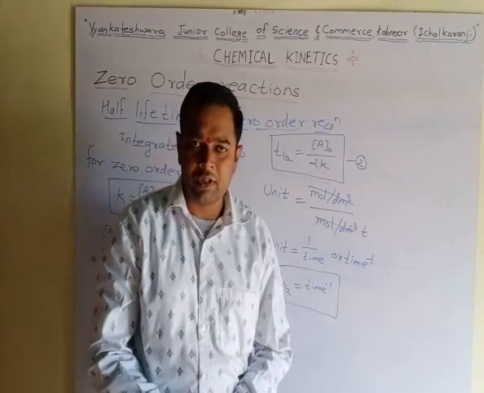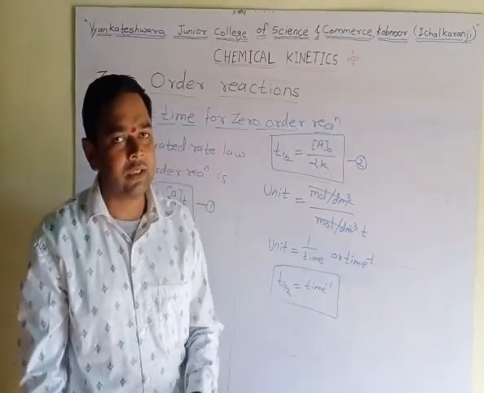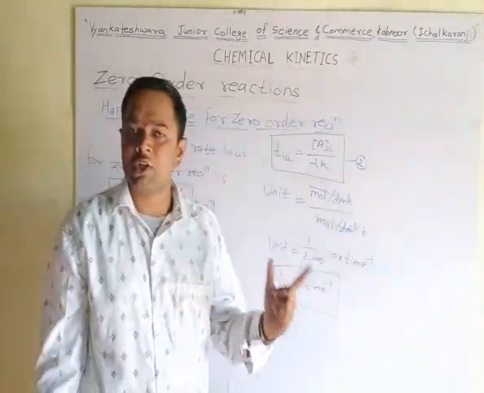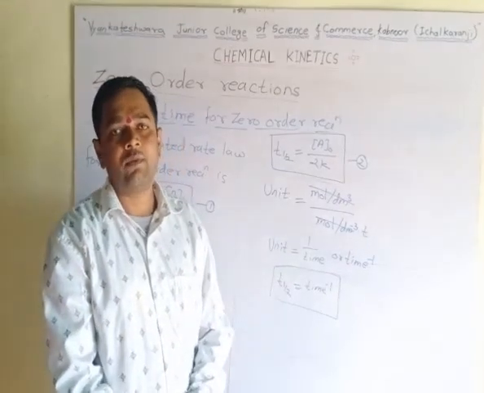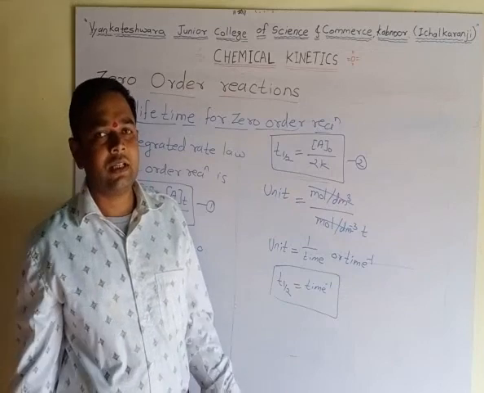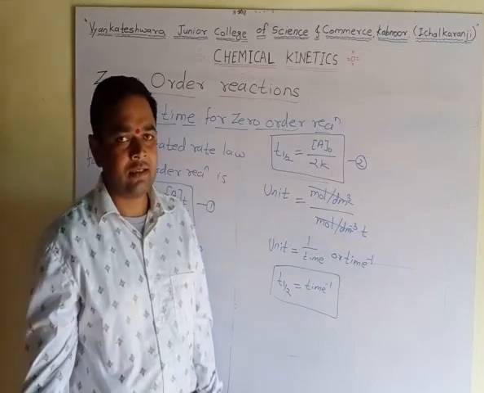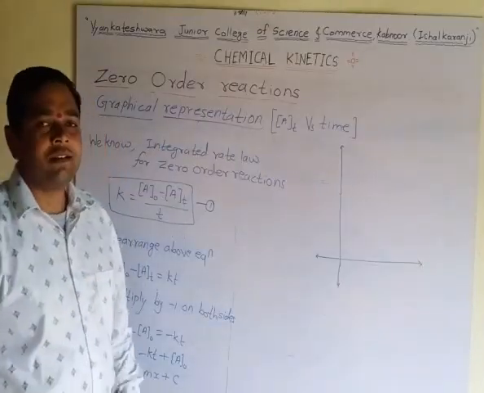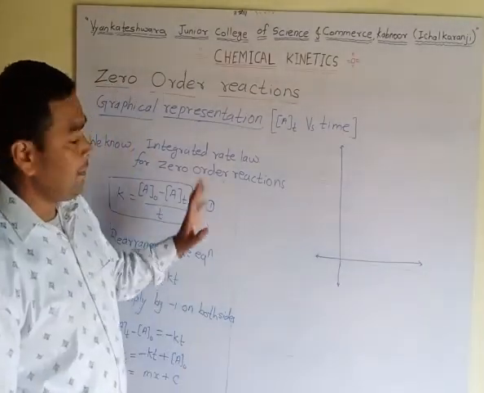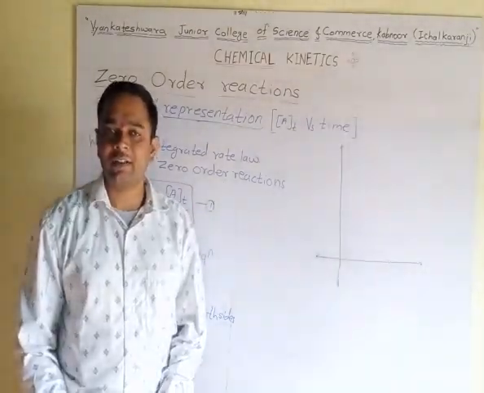The next part is the graphical representations. Graphical representations are carried out using two types of graphs. First is rate versus concentration, and second is concentration of At versus time. The next part is the graphical representation for zero order reaction.